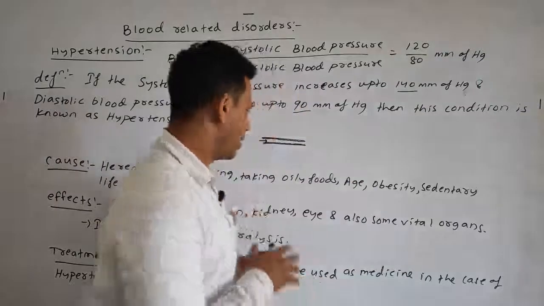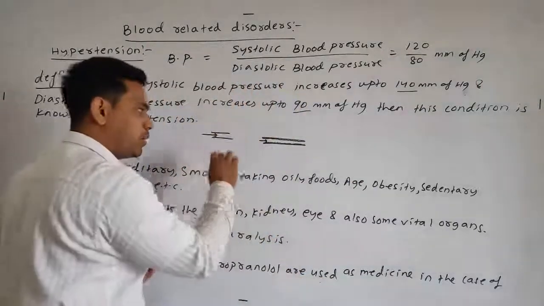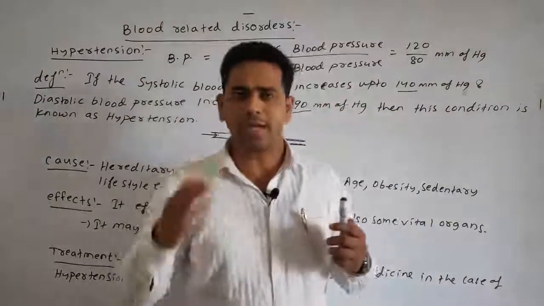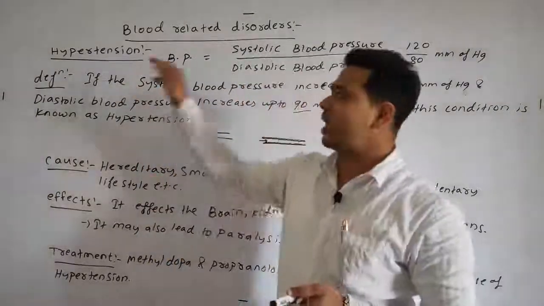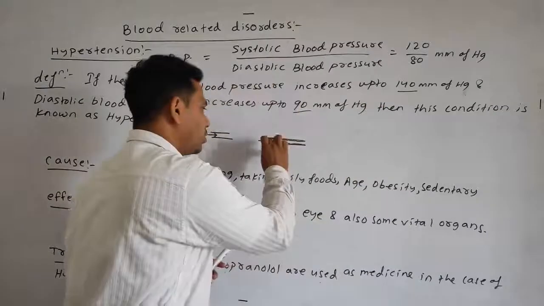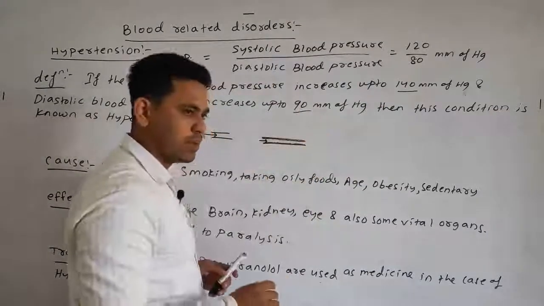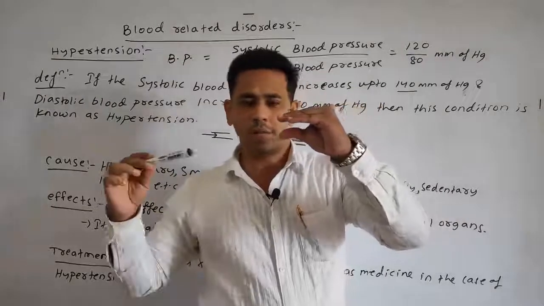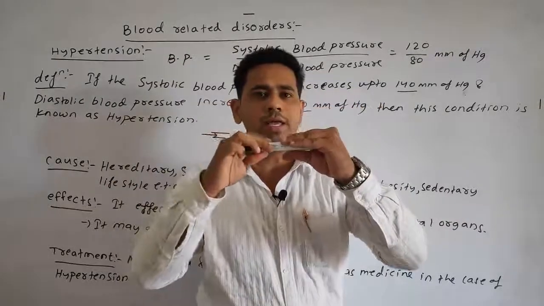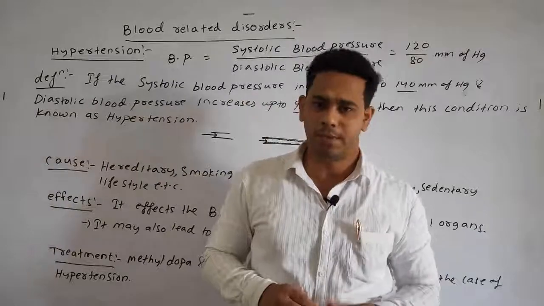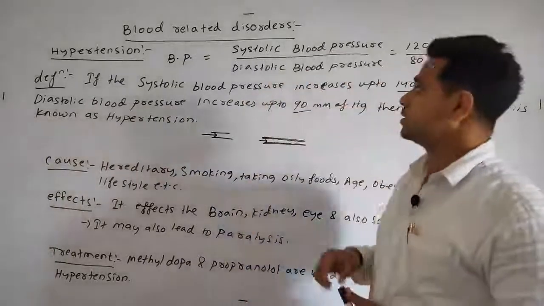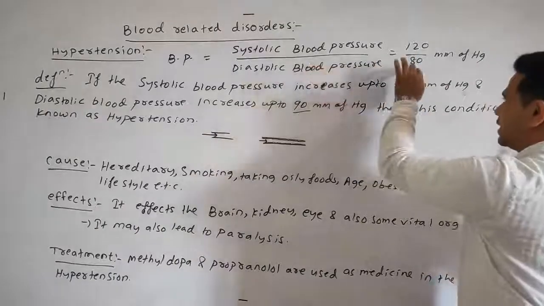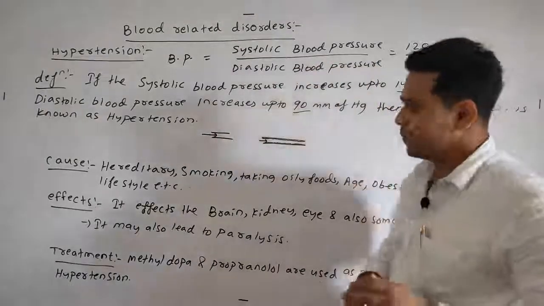Similarly, in the normal case it flows normally, but due to our own habits, which are the main reason of hypertension, the cholesterol gets deposited on the blood vessels. As the lumen becomes narrower, the blood flows at an increased rate or increased pressure. That is why the systolic increases, and if it increases up to 140 and diastolic up to 90, then it causes hypertension.